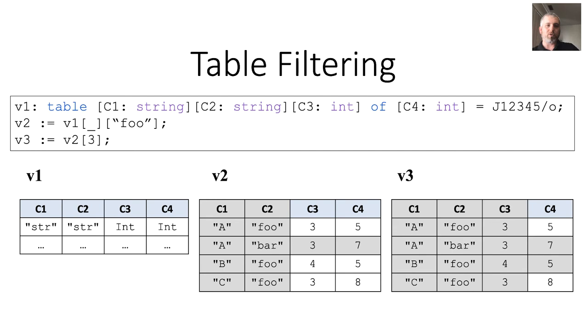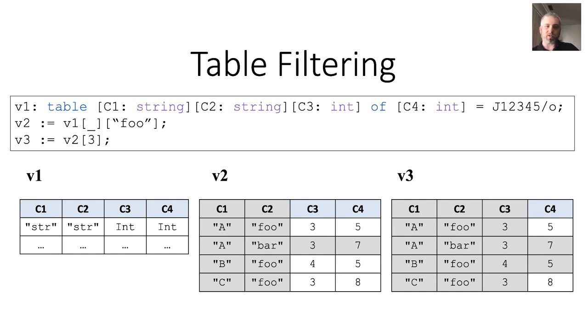So when we look at V2, what we've done is we've gone and we've done some filtering. So we've actually filtered out 2 columns. We filtered out the first column with the underscore and the second column with the string foo. And so what that does is it leaves a table with 2 columns, C3, C4, where some of the rows actually are filtered out. And so when we look at this example, we did say foo, so we're only keeping things where it matches foo. Therefore, the second row was filtered out.